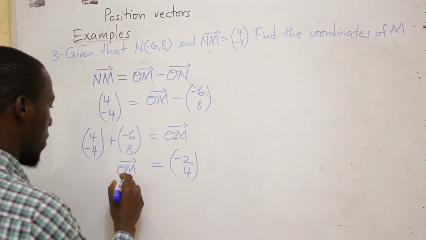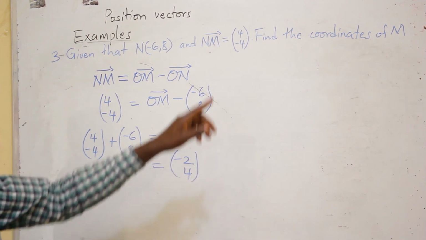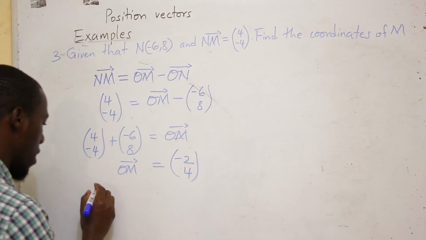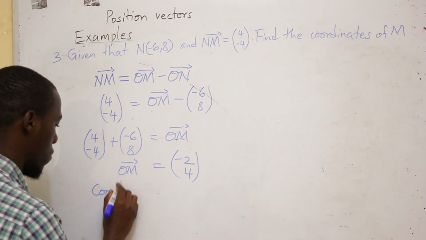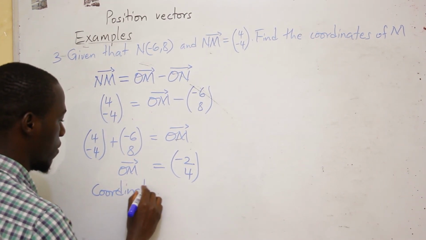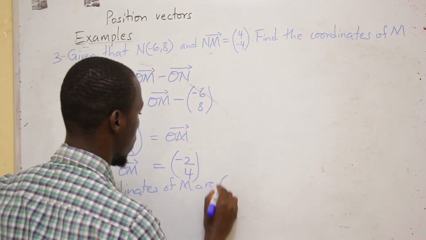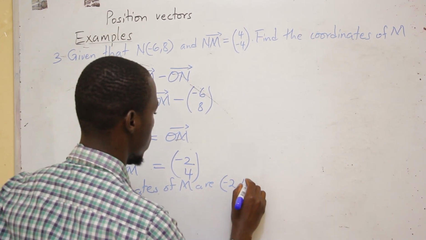So this is my vector OM, or the position vector of M, but the question wants the coordinates of M. So I come down and I conclude that the coordinates of M are negative 2 and then a 1.